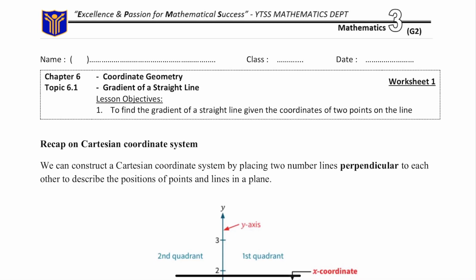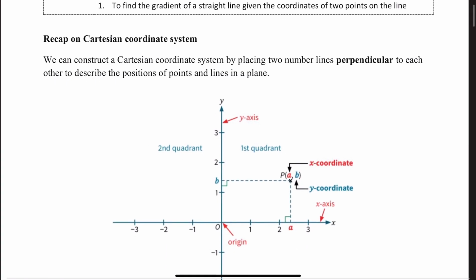Okay, hi everyone. In this video, I'll be going through chapter 6, worksheet 1, how to find gradient of a straight line, given the coordinates of 2 points on the line. So very simple, let's recap what you have learned before.